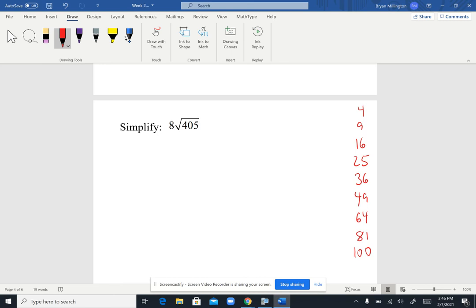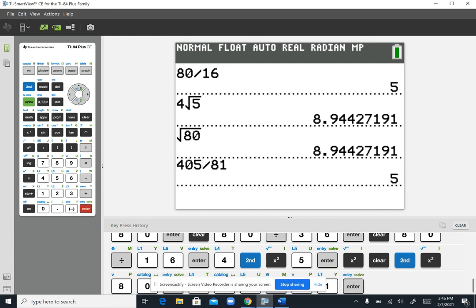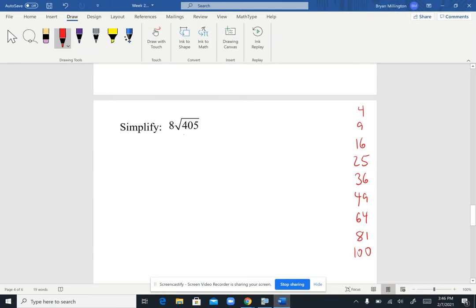All right, hopefully you're back. I found that 405 divided by 81 gave me 5. So this 405 can break down into 81 times 5. And then I have to bring down this 8 from the beginning, right? This just kind of comes along for the ride. So this is 8 times, what's the square root of 81? The square root of 81 is 9, and then we bring down the root 5. That's not a perfect square, so it has to stay in there. 8 times 9 is 72, so 72 root 5 would be our answer here.